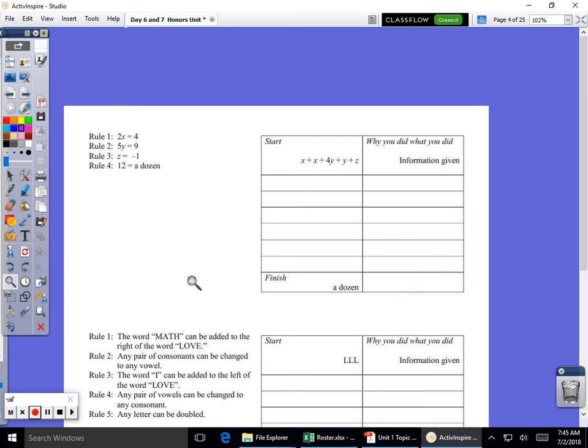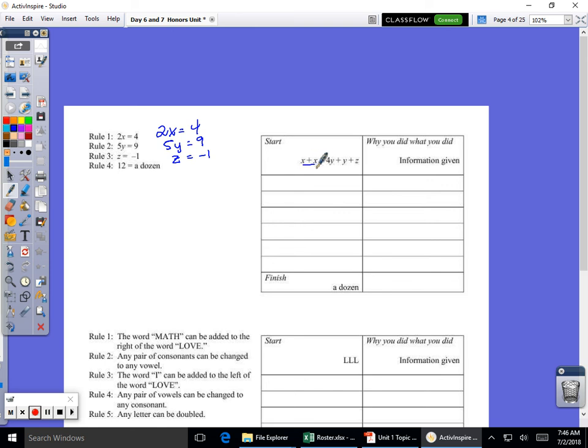So we have a couple rules. 12 equals a dozen. And we know all of this should equal a dozen. Okay, so this is a little tricky to read. I think this says 2x equals 4, 5y equals 9, and z equals -1. And 12 equals a dozen.